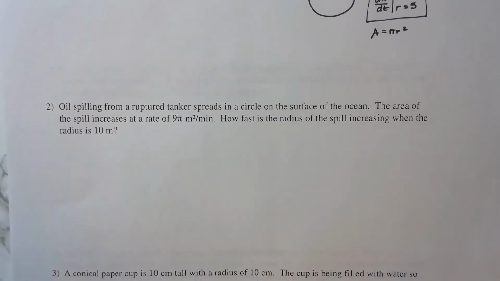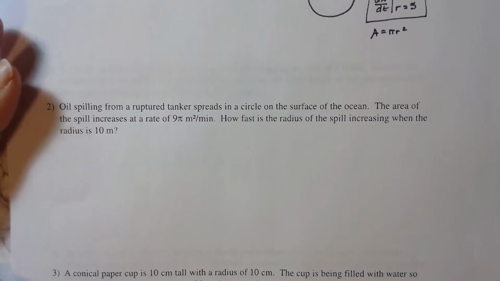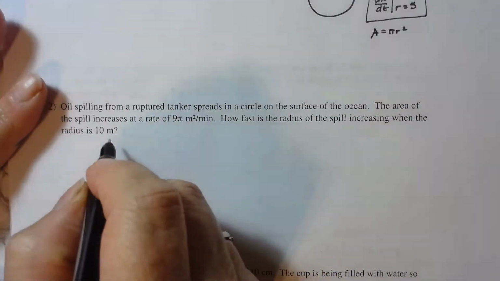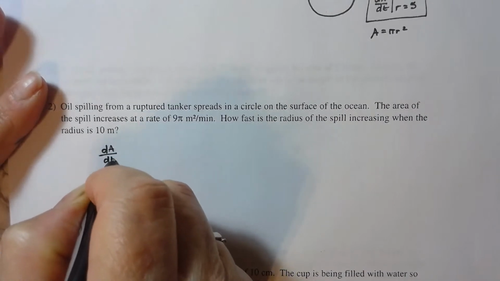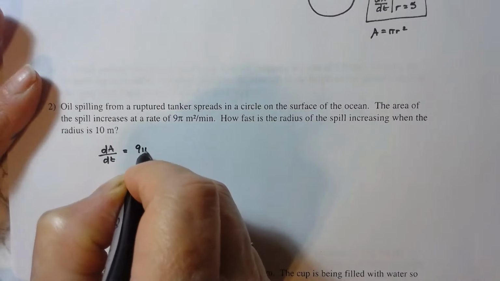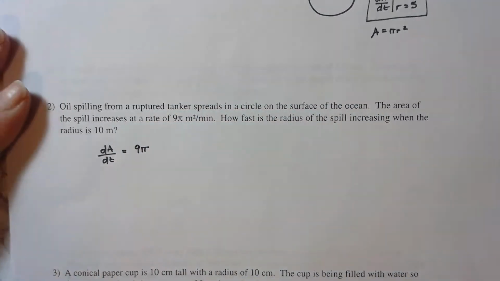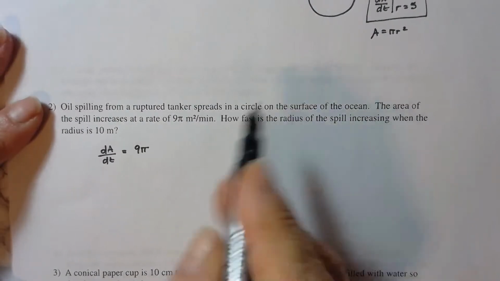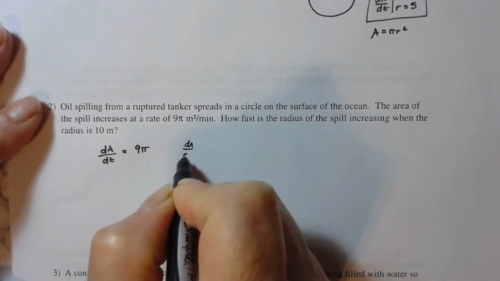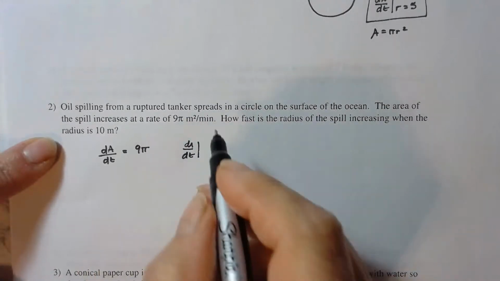Oil is spilling from a ruptured tanker in a circle on the surface of the ocean. The area of the spill increases at a rate of 9 pi meters squared per minute. What do I know? I know that the rate of change of the area with respect to time is equal to 9 pi. I'll save the units for last. How fast is the radius of the spill increasing? We want to find dr/dt when the radius is 10 meters.